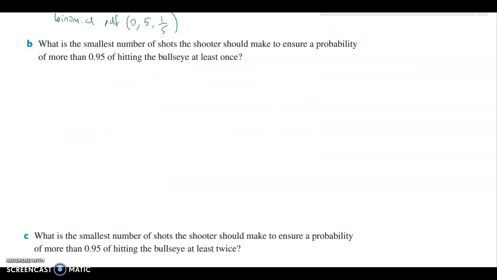So now I've skipped up to part B of question 1. It says, what's the smallest number of shots the shooter should make to ensure a probability of more than 0.95 of hitting the bullseye at least once? Well, there's a lot of work involved in this question, so let's make a start. We want to hit the bullseye at least once, so we want to find the probability X is greater than or equal to 1, and we want this to be more than 0.95.